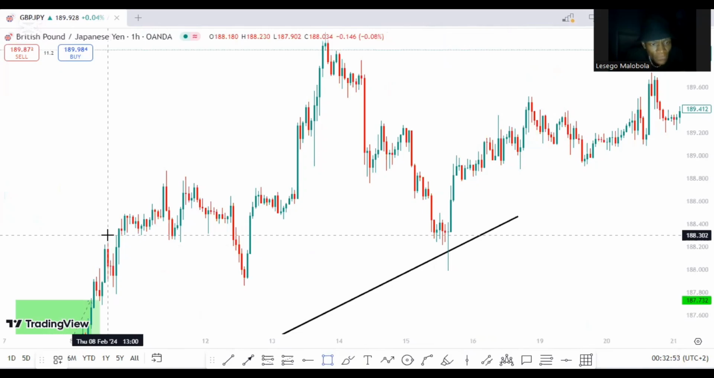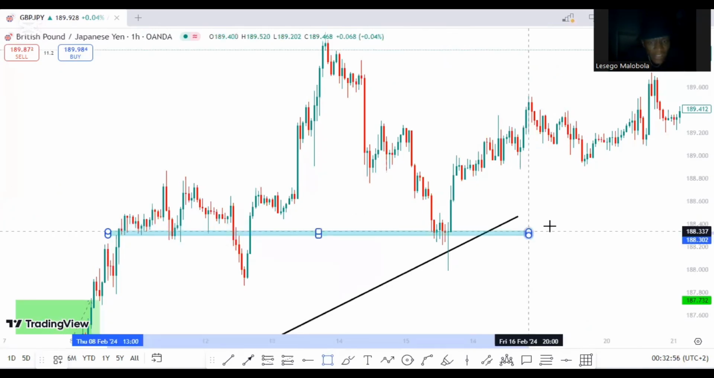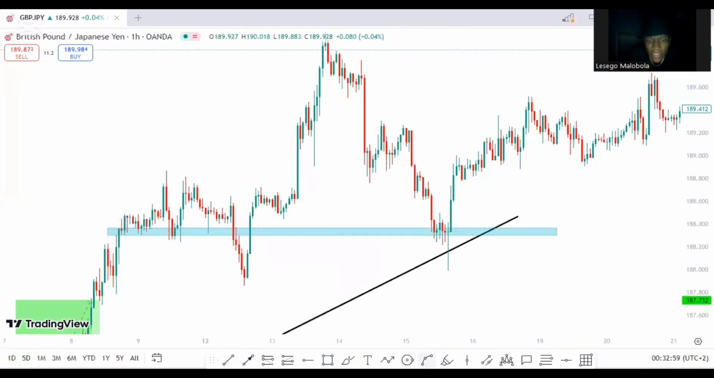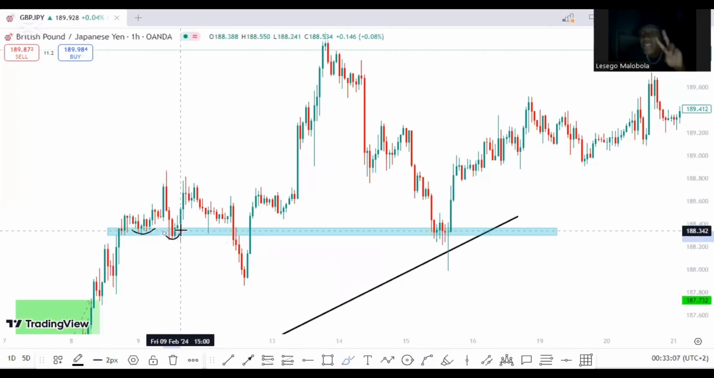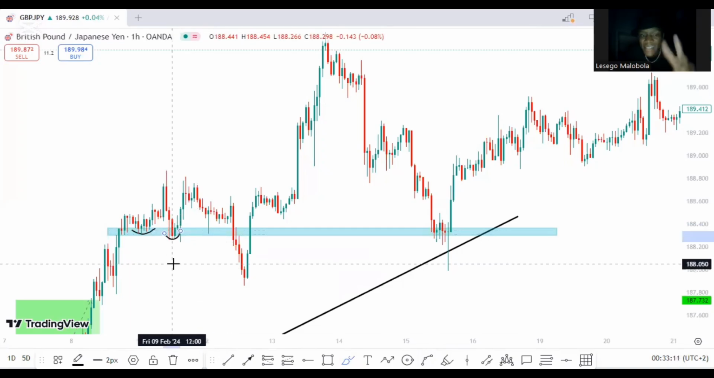I think we do have support and resistance right over here, guys. If you just see clearly, why do I say that? Because simply we had a rejection here. We obviously had a rejection here. You only need 2 rejections to confirm your support or resistance, just like the trend line.